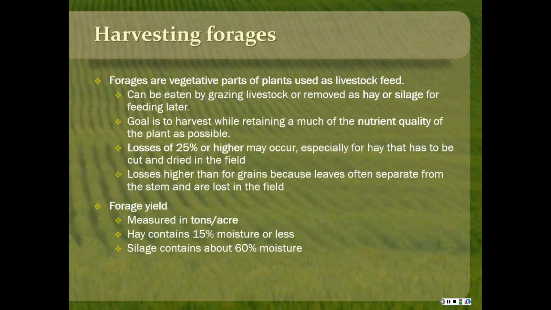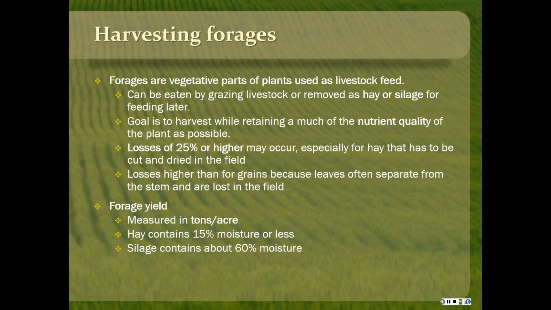And so as far as harvesting forages, forages are just the vegetative part of plants that are used as livestock feed, things like hay, that are harvested. They can either be eaten by grazing livestock or can be removed as hay or silage for feeding later. And so if you're harvesting, the goal is to harvest while retaining as much of the nutrient quality as possible.